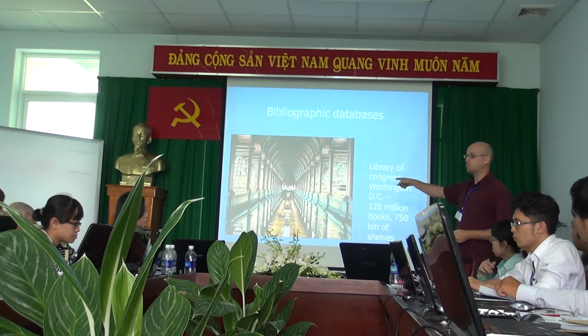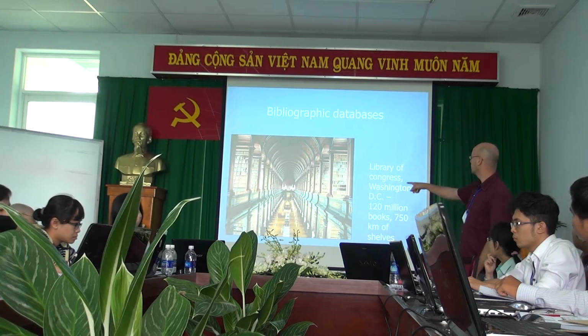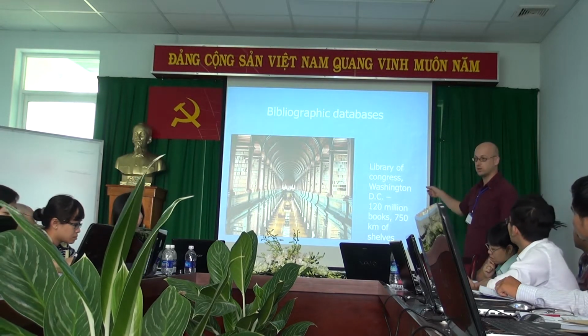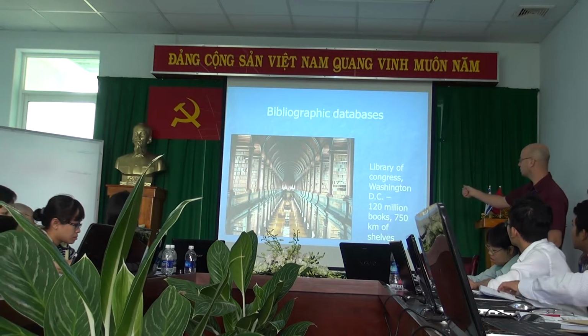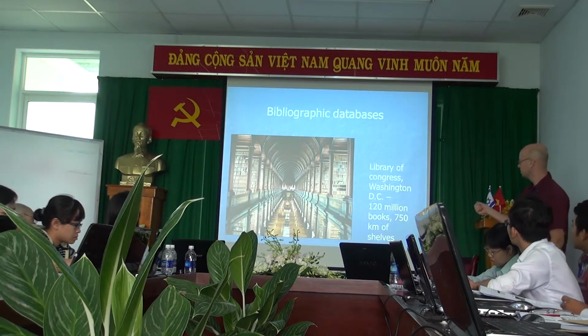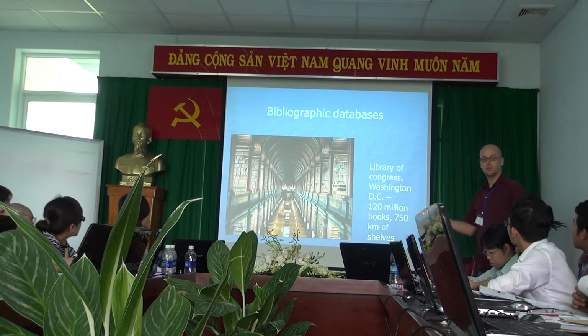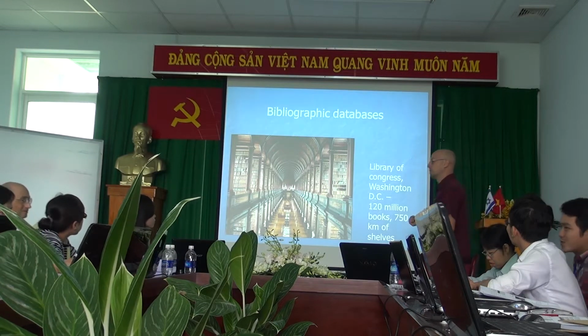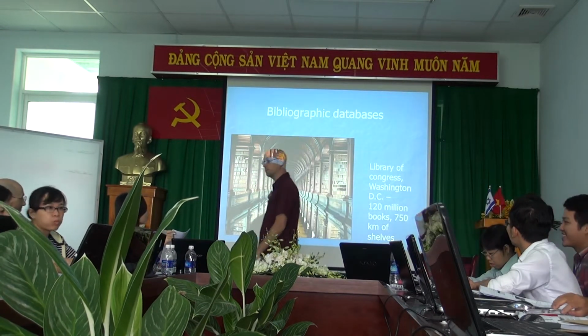This is the biggest paper database in the world. It is the Library of Congress in Washington, D.C. It has 120 million books on 750 kilometers of shelves. That's a lot of data. That's a big database. It's the biggest in the world.